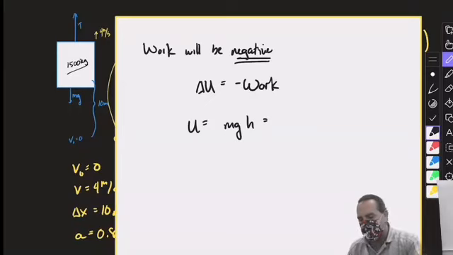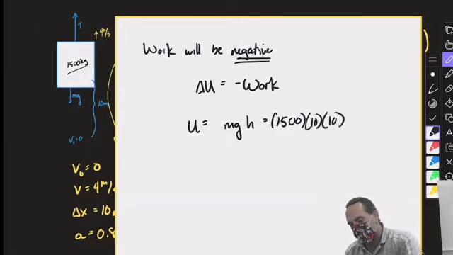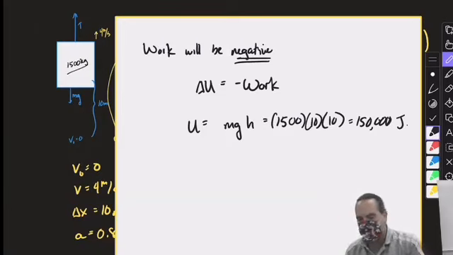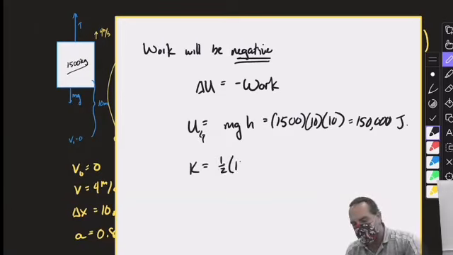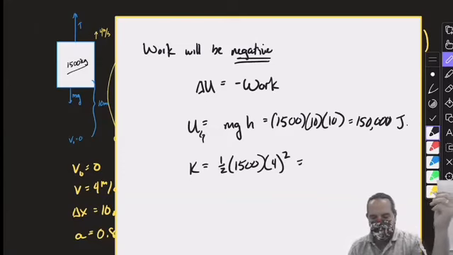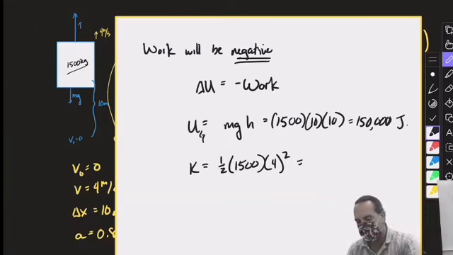So this is going to be 1,500 times 10 times 10, or 150,000 joules. We already know the answer. The work done against gravity is stored as gravitational potential energy. And the kinetic energy we found already was the 1/2 mv squared, which I don't remember. 12,000? Is that right? Joules. Yeah. So those are just the answers. We already did all the work for this.